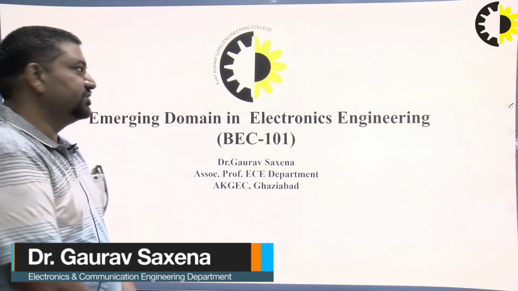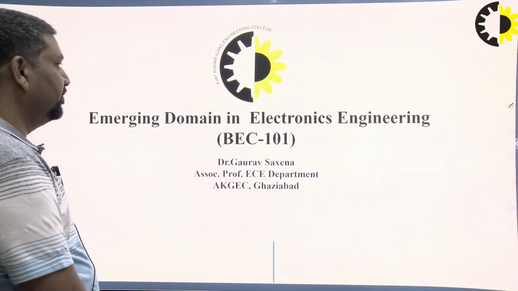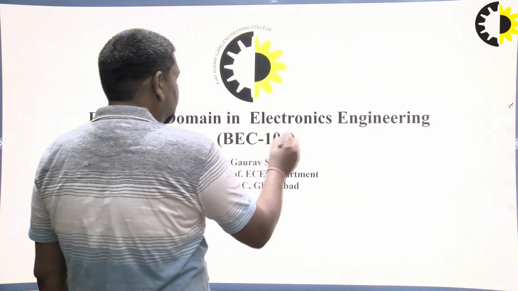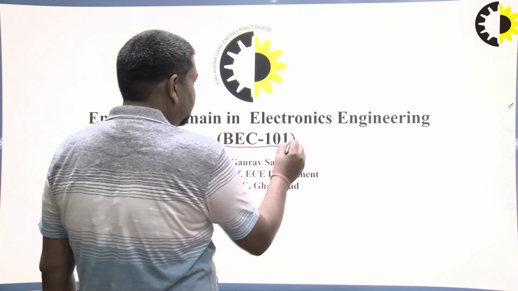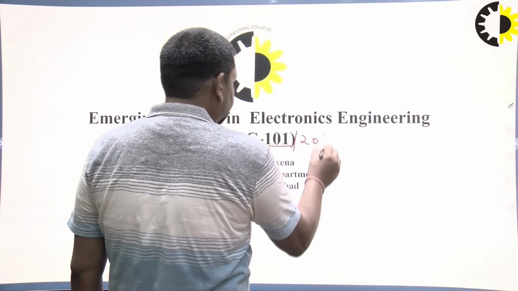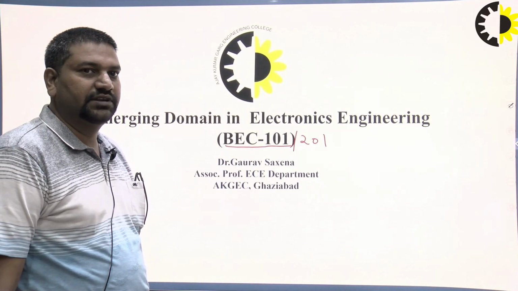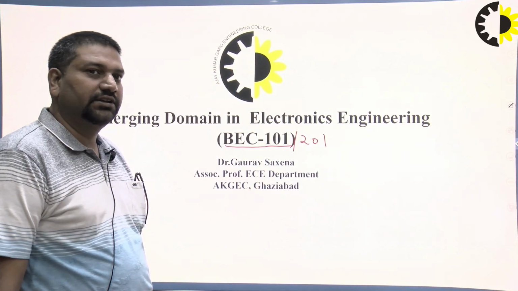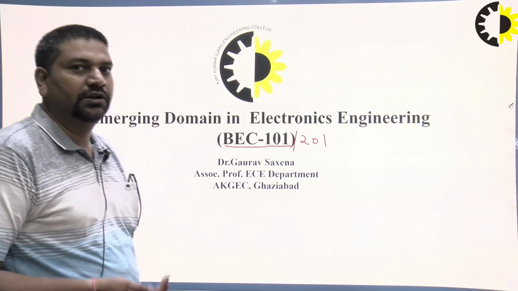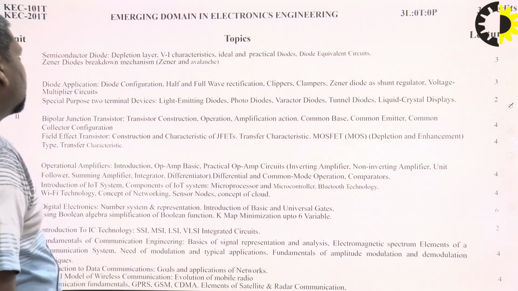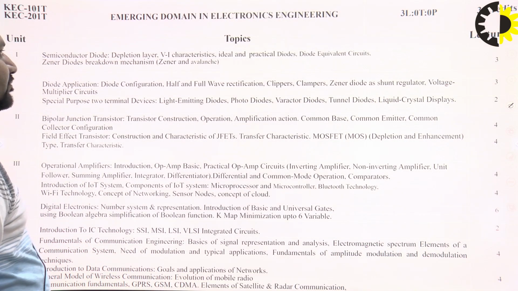So today I have discussed Unit 1, Emerging Domain in Electronics and Communication Engineering. The topic is BEC; BEC 101 and 201 are the subject codes. BEC 101 relates to the first semester and BEC 201 relates to the second semester. So this is useful for first semester as well as second semester students. These are the topics prescribed by AKTU.